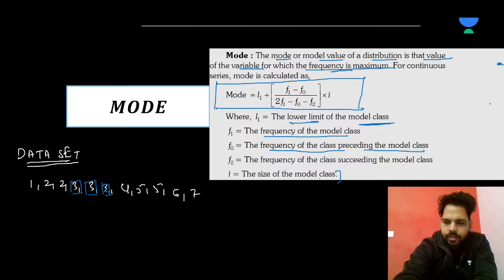Is somebody writing anything? Let me check. So I am taking one of the tables over here, to find out the mode.